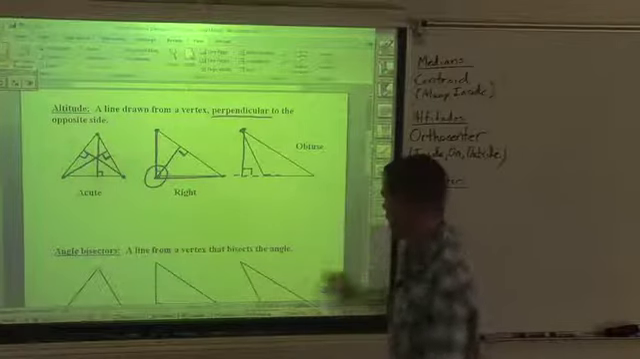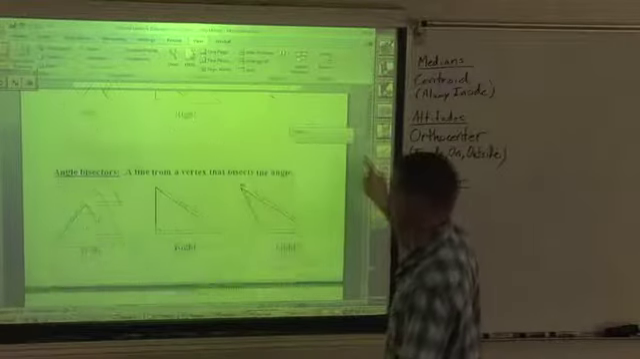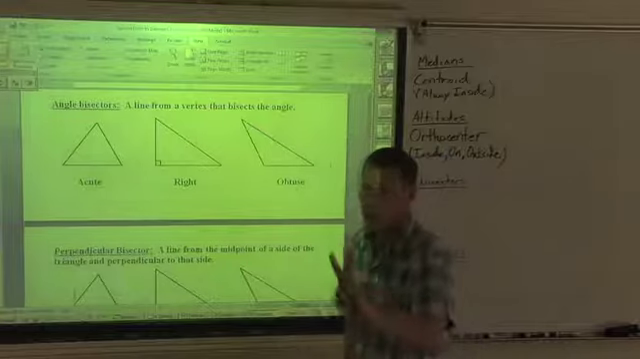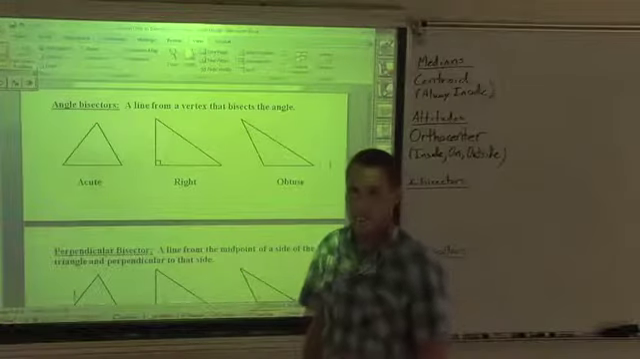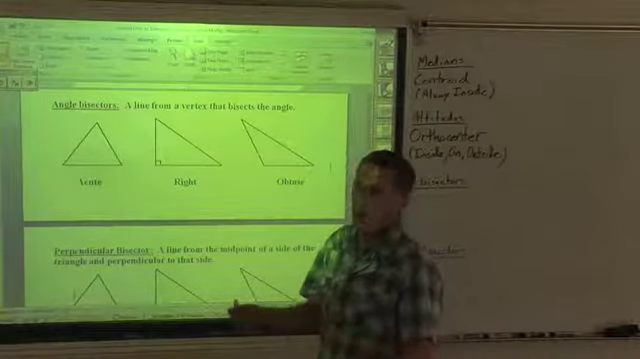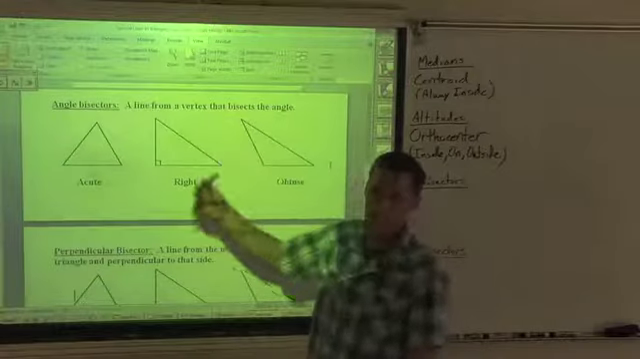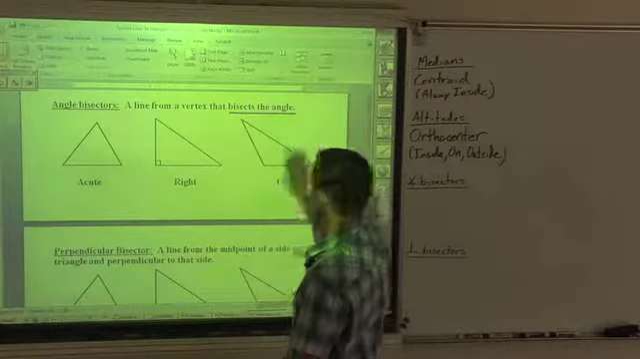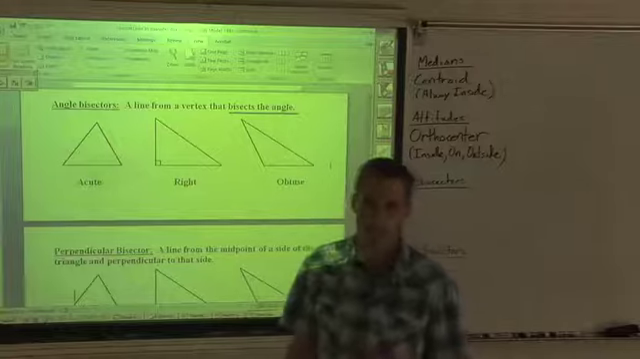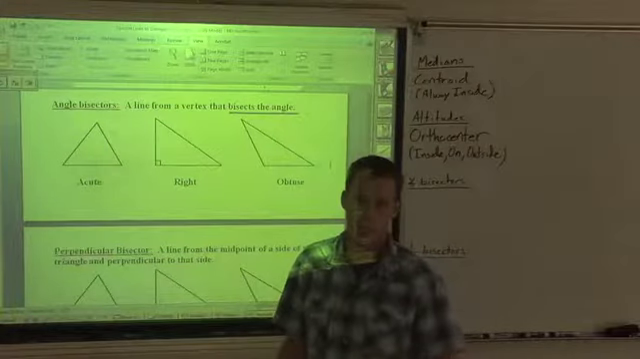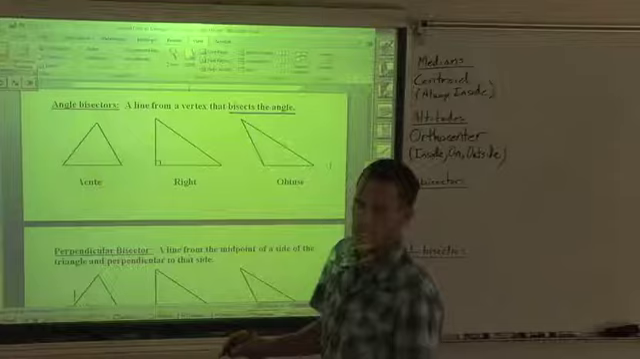Let's go to our third line. Okay, our third line is angle bisector. This is a definition that we already know: a line from a vertex that bisects an angle. The key: bisect an angle. No perpendicular here, no midpoint here. We just need to bisect the angle.